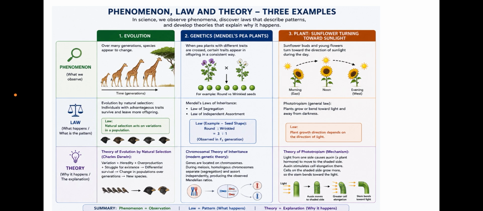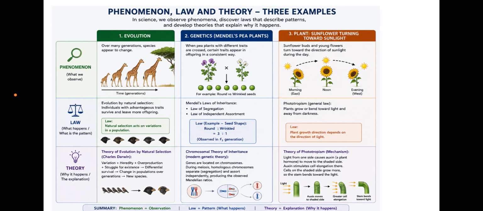When we get this phenomenon from multiple observations, we make a general statement from it, and that becomes a law. For example, the movement of a plant towards sunlight, which we call phototropism, is a law. When we observe the F1 generation with tall plants, we call that the law of dominance. And in evolution, when only a variety of organisms survive in a population, we call that natural selection. So these are all laws.